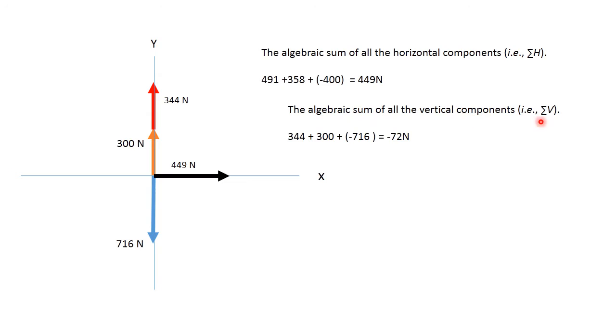Similarly, if you do the algebraic sum of all the vertical forces, what are the vertical forces? 344, 300 Newton and down 716. As 344 and 300 Newton are acting in the upward direction, these two forces will be positive, and as the other is acting in the downward direction, this force will be negative, and the net will be minus 72. And as we are getting minus 72, that means the net effect of these three forces is acting definitely in the downward direction.